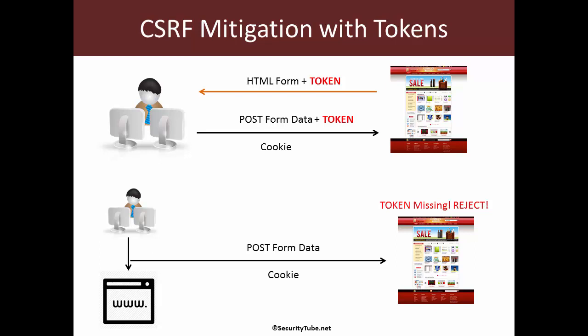Okay, so in the last video, we've seen how tokens can be used to mitigate CSRF attacks, right? And the logic there was that if a website requires a unique token, which can be changed per session or per request, then this is something the attacker cannot know a priori, and hence he will not be able to create a request which will contain the right token, and his CSRF attack attempts would completely fail.